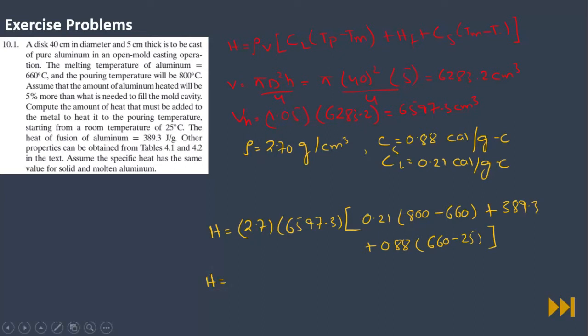We will have the total value of 190,82756 joules. Okay, this is the heat that is required to heat this volume of aluminium to achieve the pouring temperature of 800 degrees centigrade ideally.